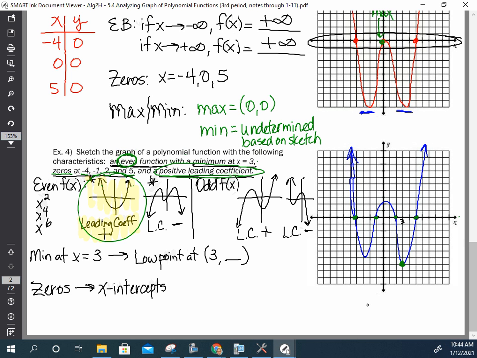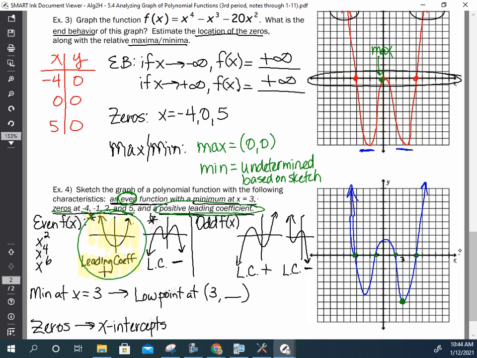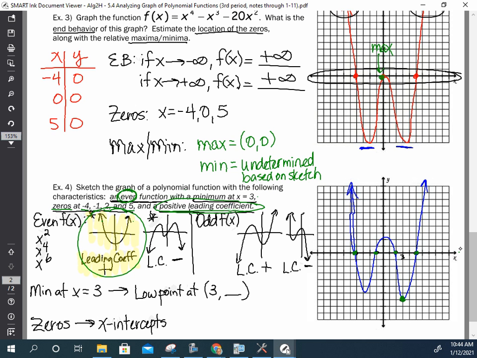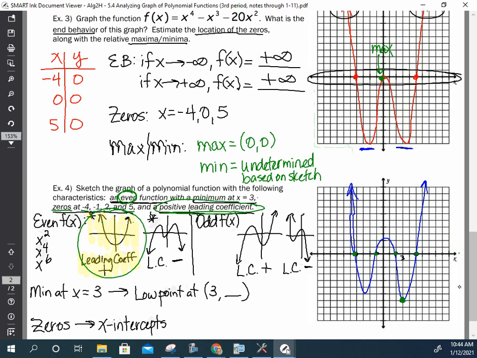Other than that, any questions on graphing before we transition? Plus side of graphing is your graphing calculator does take care of a lot of this.